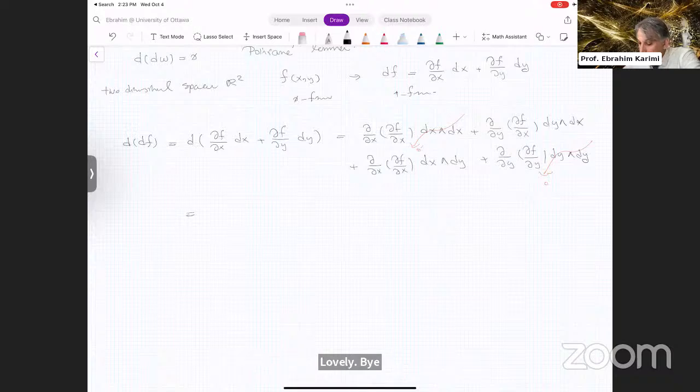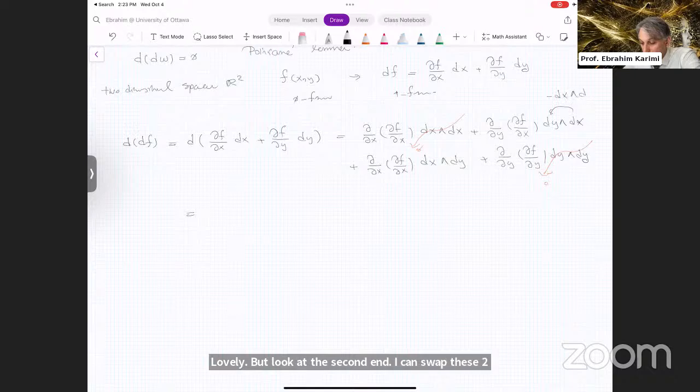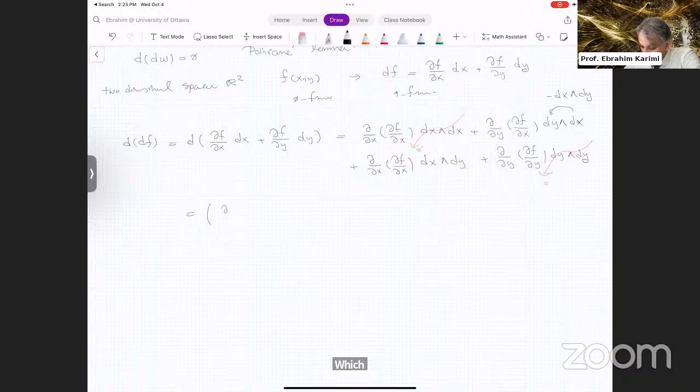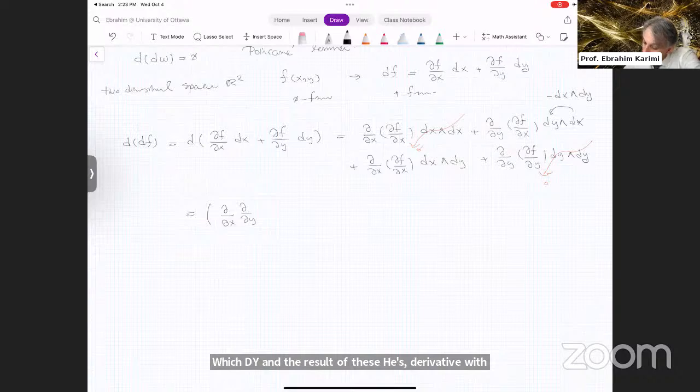But look at the second and the third term. I can swap these two together and I will get minus dx wedge dy. And the result of this is the derivative with respect to x of the derivative with respect to y of f, minus the derivative with respect to y of the derivative with respect to x of f, times dx wedge dy. What is the result of this?